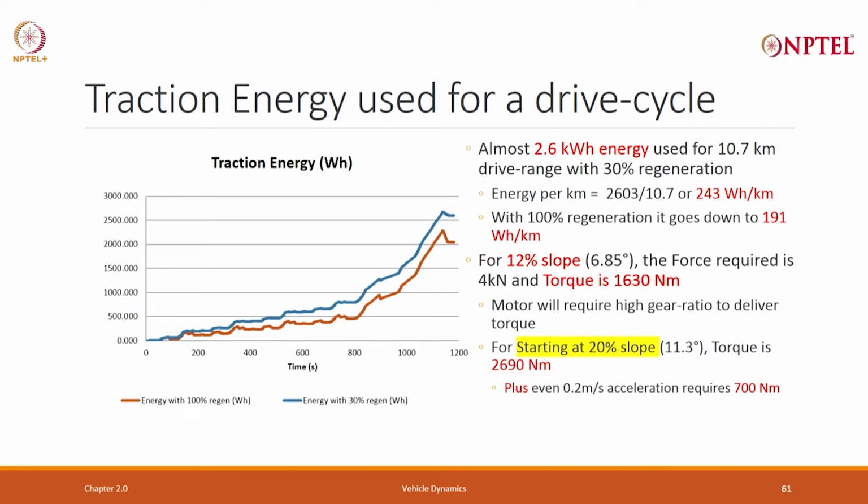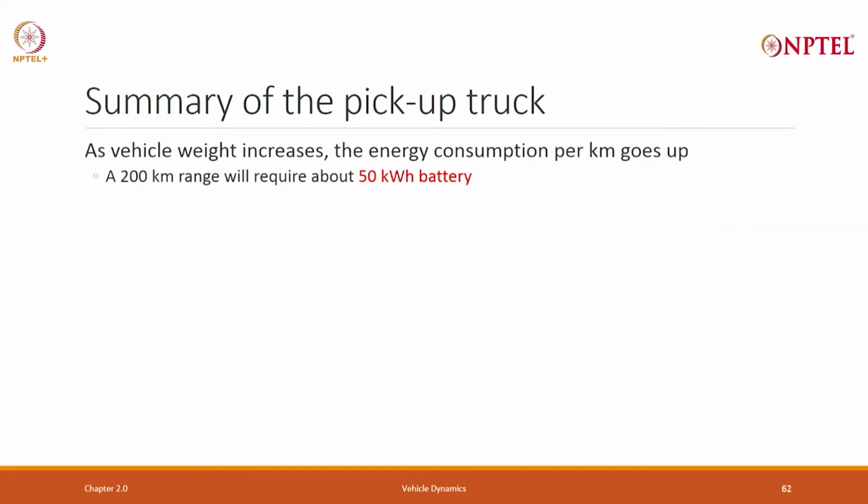Plus, even for 0.2 meter per second acceleration, to just get it moving, you are not bothered about the speed at that time, get it moving by 0.2 meter per second, that is an acceleration. You require another 700 Newton meter. So, you require almost 3500 Newton meter torque. That is going to be not easy, and that is something you have to worry about when you design a motor.